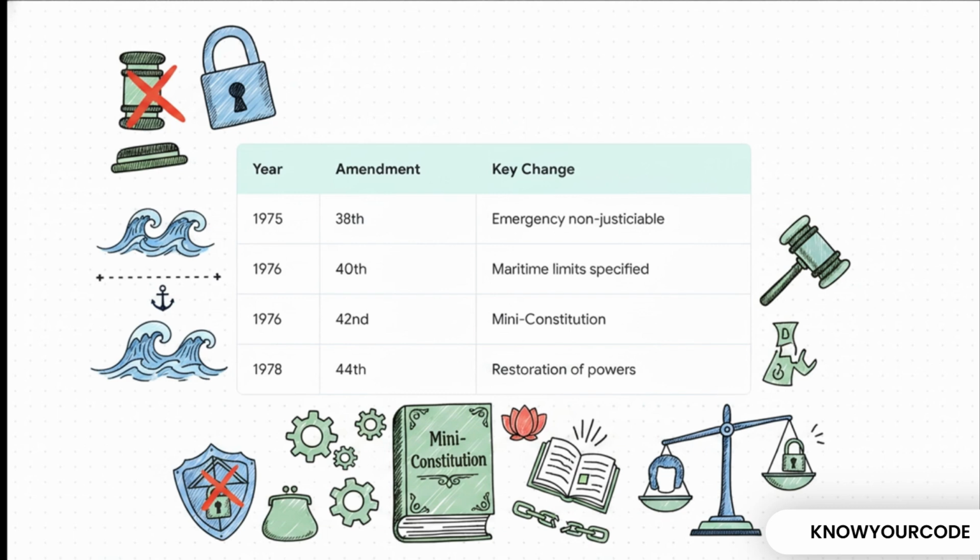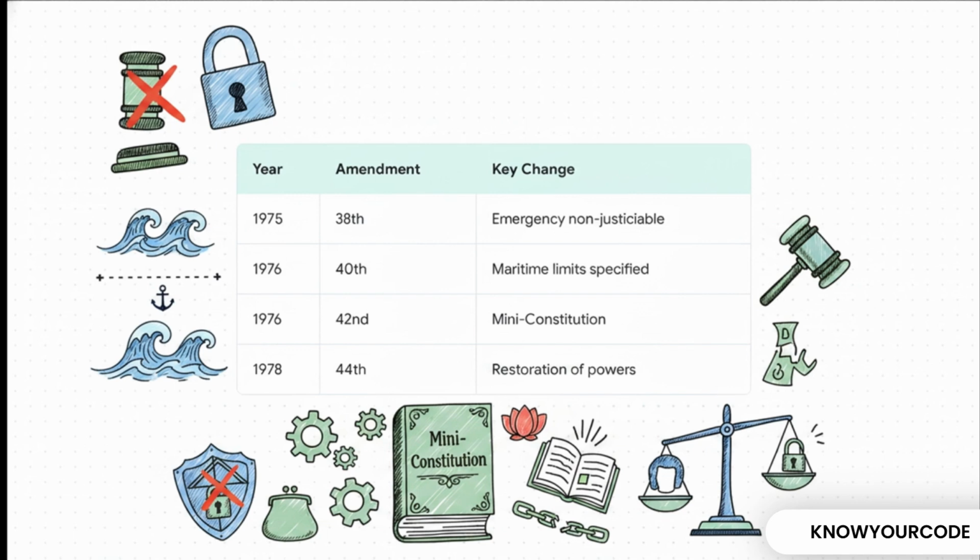Then boom, the 42nd Amendment in 1976. This thing was so massive, it's literally called the mini-constitution. It centralized power, severely curtailed judicial review, and added words like socialist and secular to the preamble, plus fundamental duties for citizens. But the pendulum always swings back.